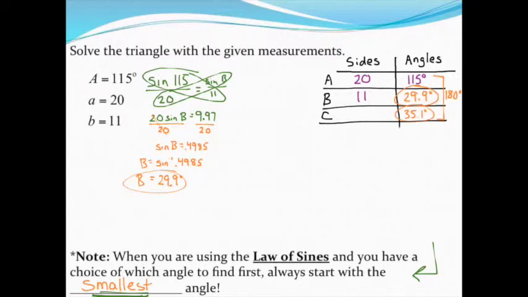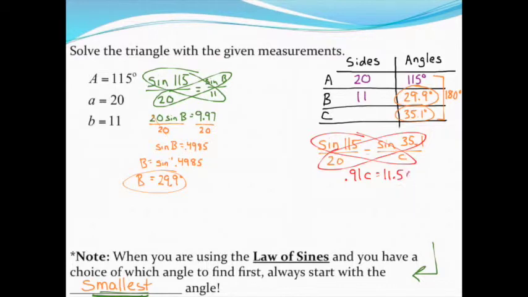And now what I'll do to finish this out and find side C, let's do another proportion. So sticking with that one that worked out so well at the beginning, let's do sine of angle A, which was sine of 115, over side A, which is 20, equals sine of angle C, which we know is 35.1, over side C. So another proportion to solve. Isn't law of sines fun? When I cross multiply this way, sine of 115 comes out to be approximately 0.91 times C. And when I cross multiply this way, 20 times the sine of 35.1 is 11.50.